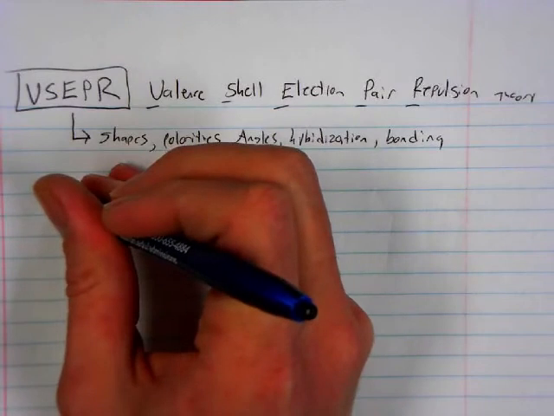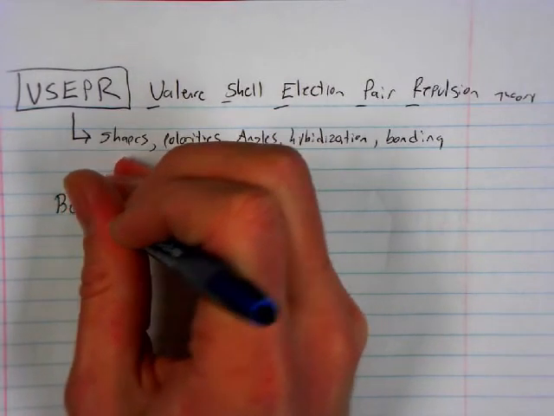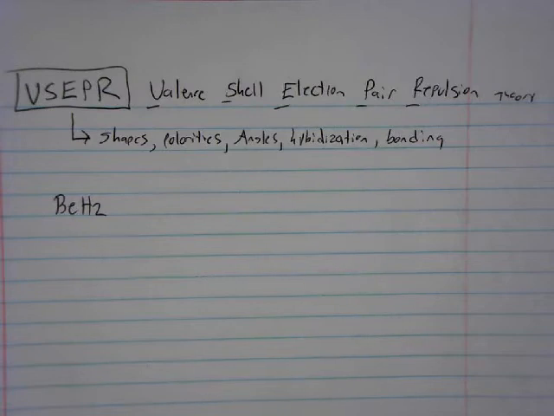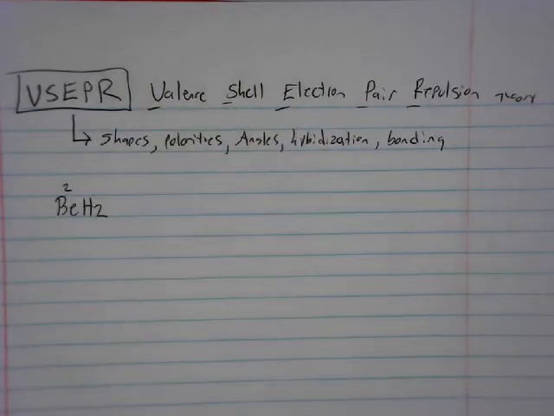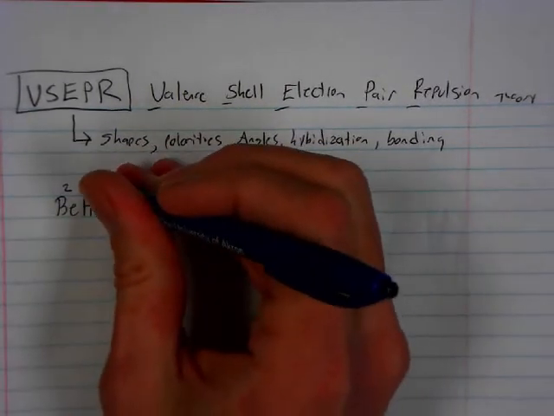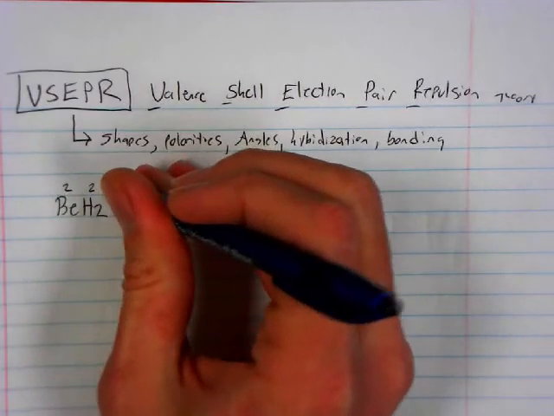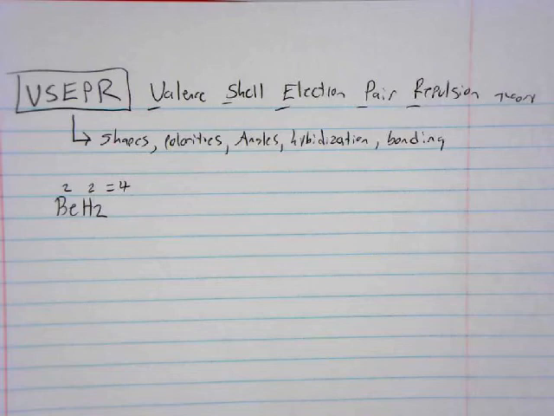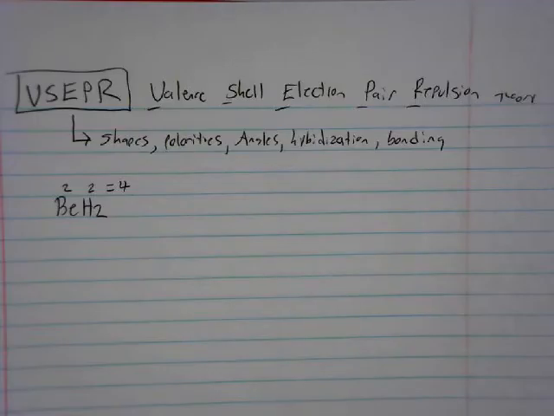So we're going to start out with BeH2. So I have BeH2. How many valence electrons does beryllium have? 2. Hydrogen has 1 times 2 is 2, for a total of how many valence electrons in this molecule? 4. So draw that Lewis structure.